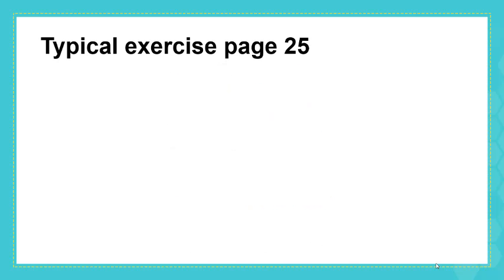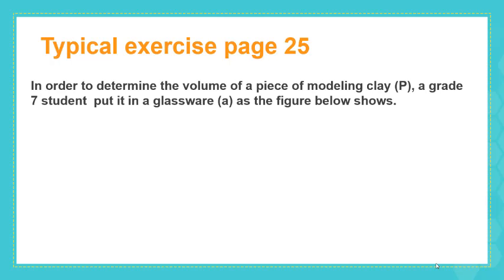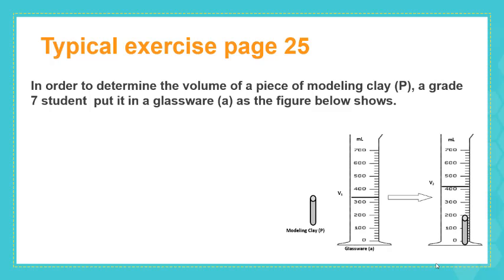Typical exercise, page 25. In order to determine the volume of a piece of modeling clay P, a grade 7 student put it in a glassware A as the figure below shows. Now I ask myself, what is the aim of the experiment? It is to determine the volume of the clay. Does this clay have a specific and regular shape? No. So how can I calculate its volume? You remember that we can immerse it in water.